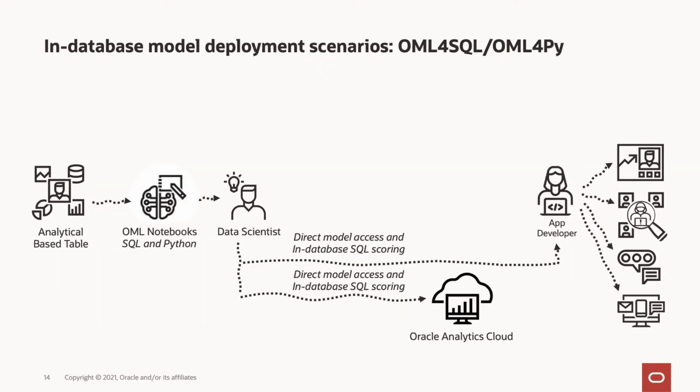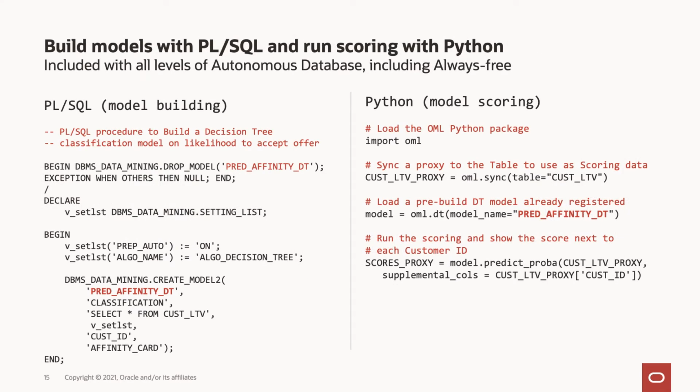But the idea then is the same, right? So the data scientists might be using SQL and will be using Python, both using the notebooks, same access to that table. And now, again, the app developer is the same way. He's accessing the results coming from the data scientist, and the Oracle Analytics Cloud also can access those models. So to go back and compare with what we were doing before, on the left-hand side, we have a PL/SQL model building. Again, the same model, exactly the same code we had before.